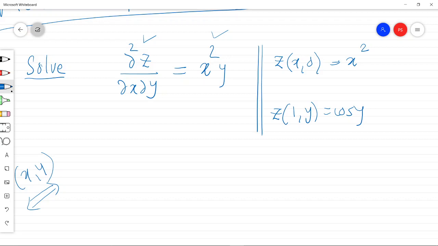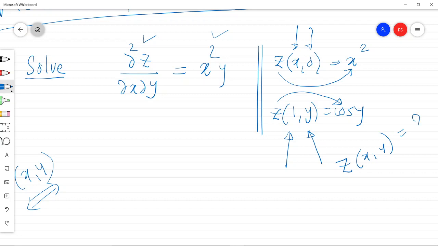Now this says that whatever value x takes, if y is 0, the value of z is x squared. The second condition says whatever value y takes, it doesn't matter, if the value of x is 1, then the value of z is cos y. So z is fixed for certain values of x and y, and for all other values of x and y it may vary, and that variation itself is the solution of z being a function of x and y, which we have to find out by solving this equation.